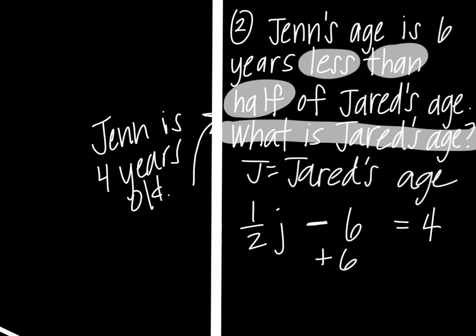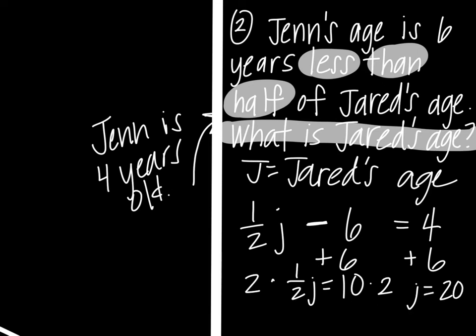Solve it, get rid of the constant. So the variable's there, so we'll get rid of this constant right here. Get rid of a negative by adding. So 1/2 J is equal to 10. Flip the fraction over. So J is equal to 20 years.